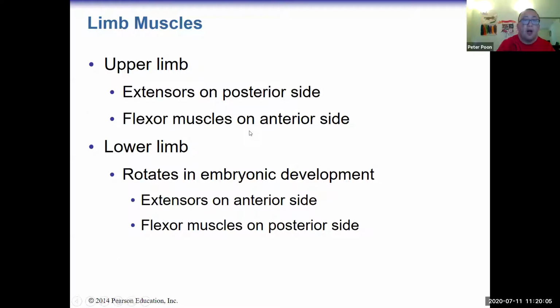Okay, the upper limb. The extensors are on the posterior side, the flexors on the anterior side. The lower limb, because it rotates, the extensors are actually on the anterior side. The flexors are on the posterior side.